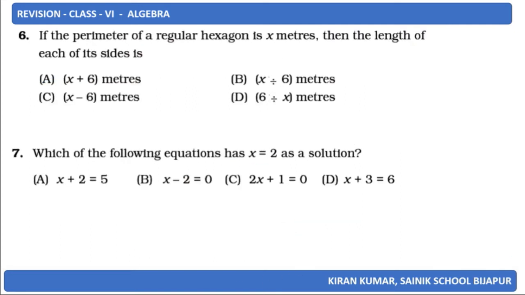Question number 6. If the perimeter of a regular hexagon is x meters, then the length of each side is. We all have learned that a hexagon is a polygon with 6 sides. Since it is a regular polygon, the perimeter will be 6 times the length of each side.